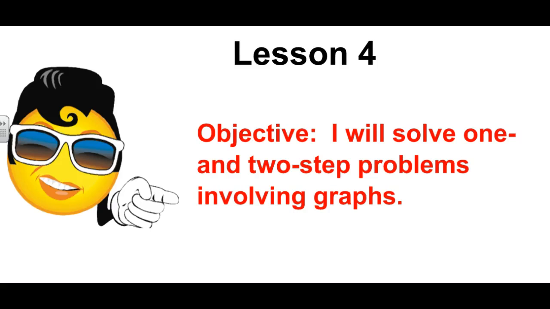Your objective for lesson 4 is I will solve 1 and 2-step problems involving graphs. So we've already solved some problems with the other graphs that we've worked on, so this won't be very different. But notice that it says 1 and 2-step problems. Sometimes those 2-step problems get in the way and they're a little tricky, so you've got to make sure that you're reading really closely at these 2-step problems and what it's asking you to do for the graph.